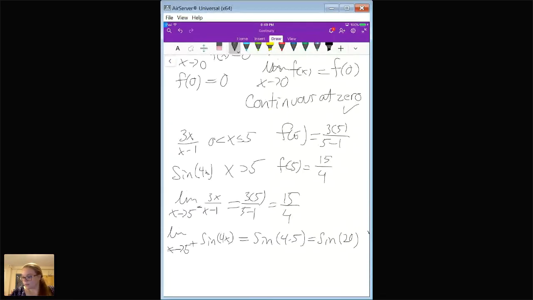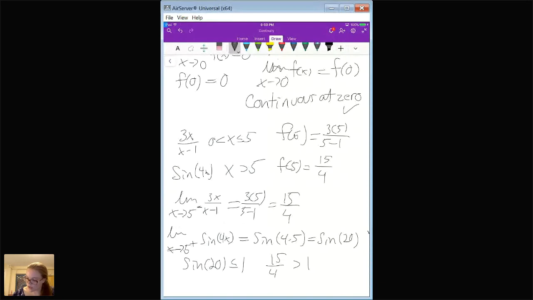Okay, so sine of 20, what do we know about the amplitude of sine? Great. Okay, so Natalie just came out with what I was thinking of. So 15 over 4 is out of the range for sine. The range for sine is what? 1 is the amplitude, and it ranges from -1 to 1. So we know that sine of 20 has to be less than or equal to 1, whereas 15 over 4 we know is greater than 1.